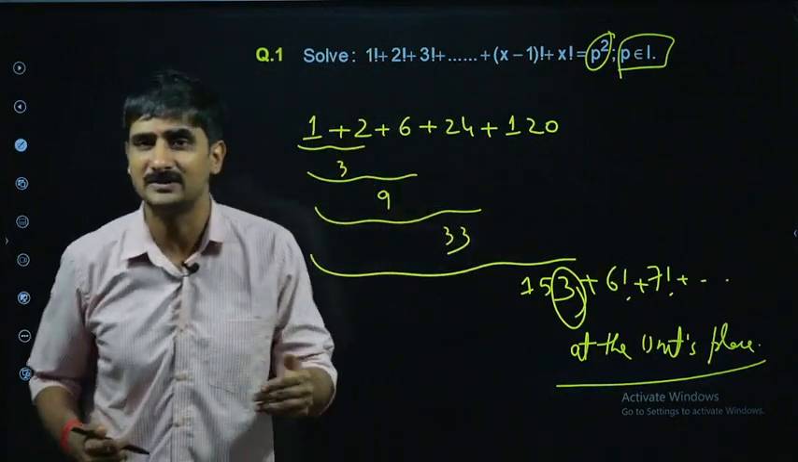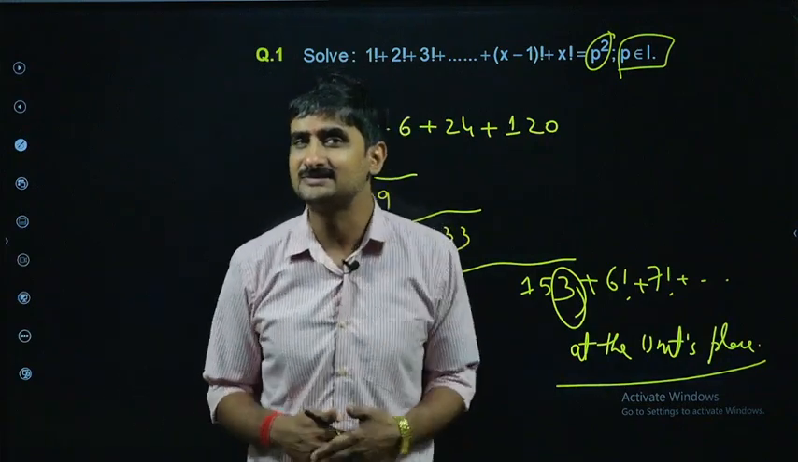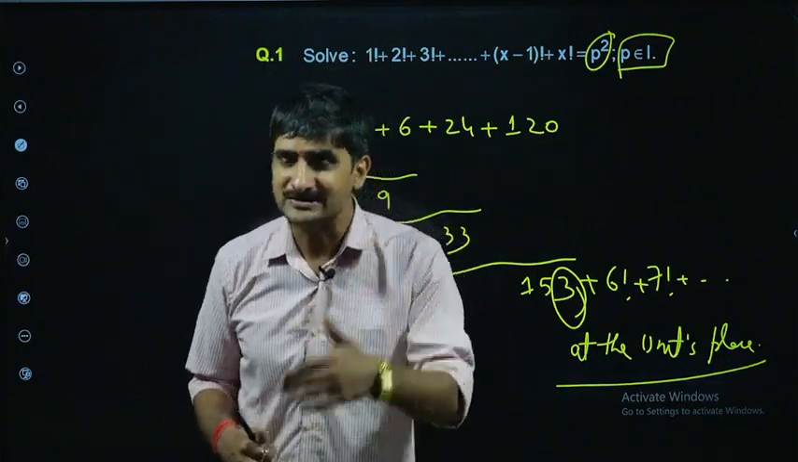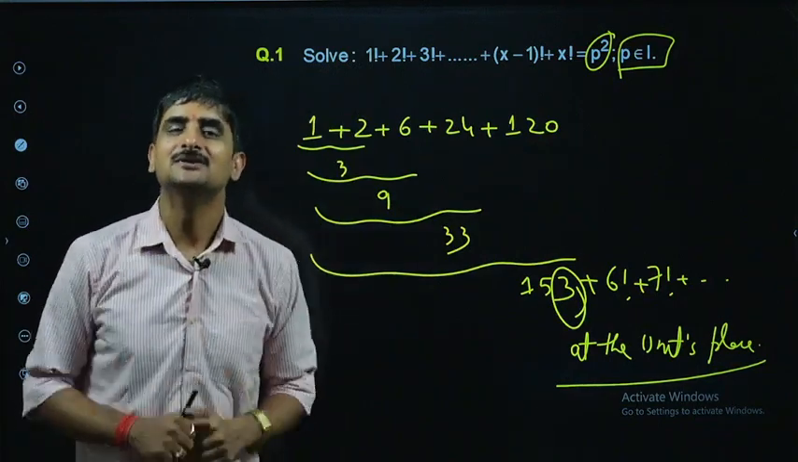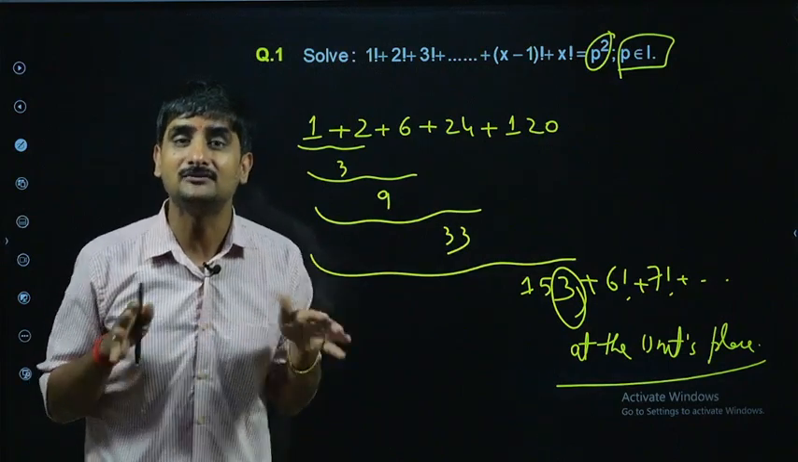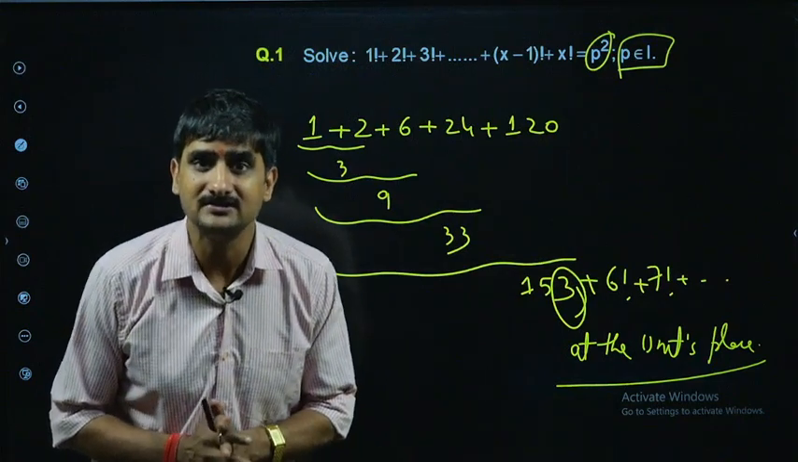the unit place, 4 square is 6 at the unit place, 5 square is 5 at the unit place, 6 square is again 6 at the unit place, 7 square is 9 at the unit place, 8 square is 4 at the unit place, 9 square is 1 at the unit place. We don't get 3 at the unit place for any perfect square of an integer.